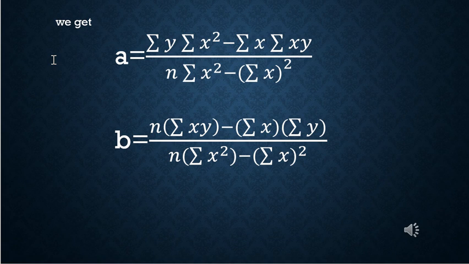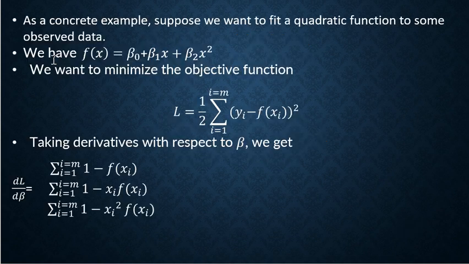a = (Σy Σx² − Σx Σxy) / (nΣx² − (Σx)²), and b = (nΣxy − Σx Σy) / (nΣx² − (Σx)²). These two are important equations to get the line equation.